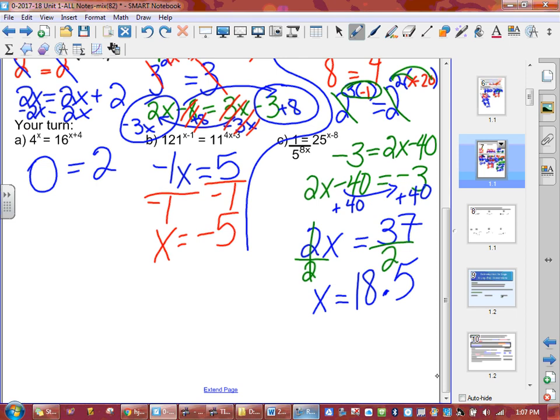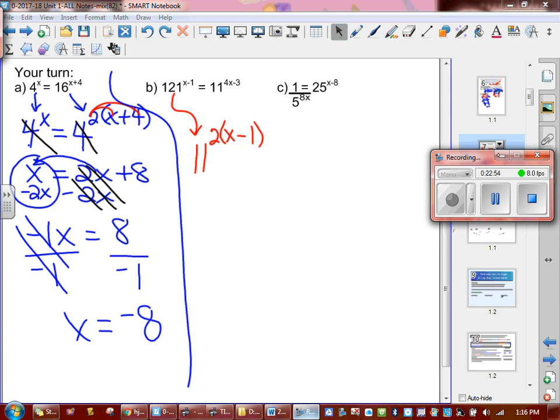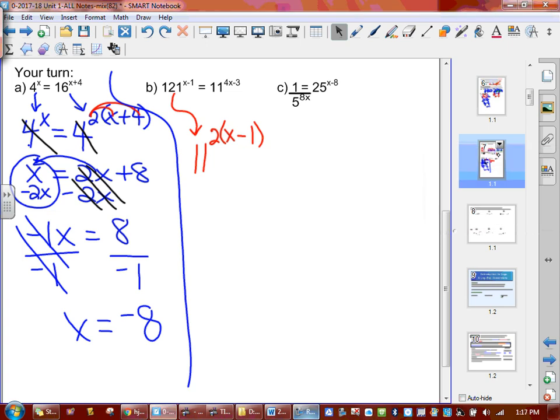Okay, the solution for your first question I have done for you. Check the steps and check all your work. Make sure you've done it correctly. The second one, we're taking to a base 11. The right-hand side is already base 11, so it doesn't need to change. So we're going to have 11 with 4x minus 3. So now we can drop the bases. Bases are identical, and we multiply into the bracket. So 2 multiplies into the x and the 1. We're going to get 2x minus 2 equals 4x minus 3.